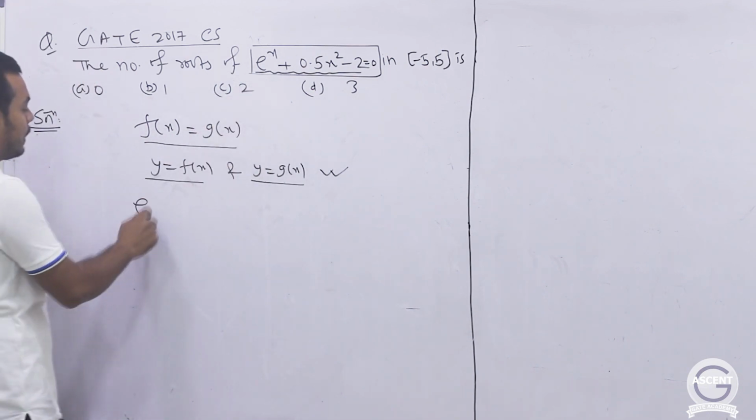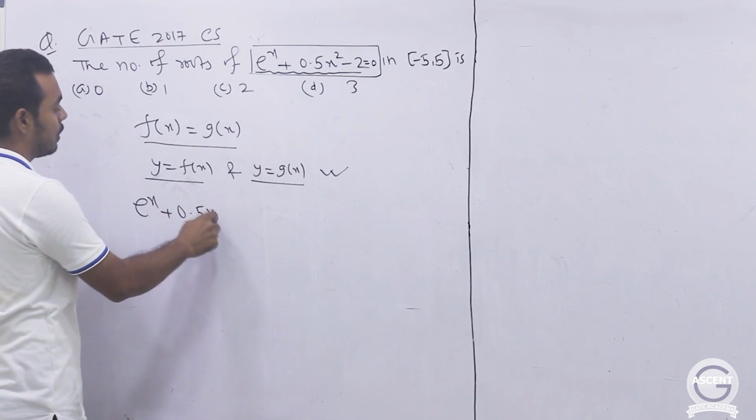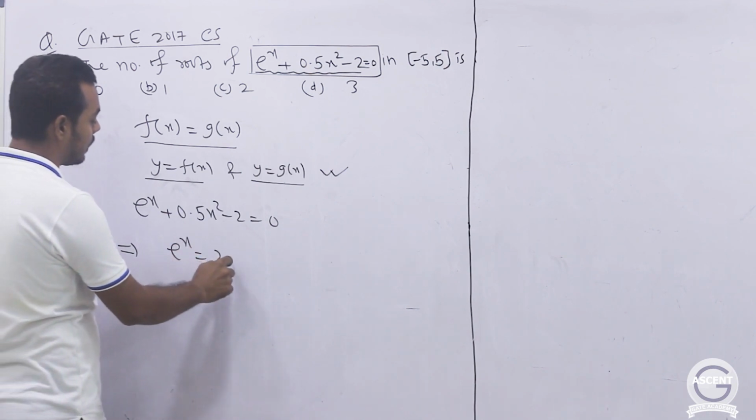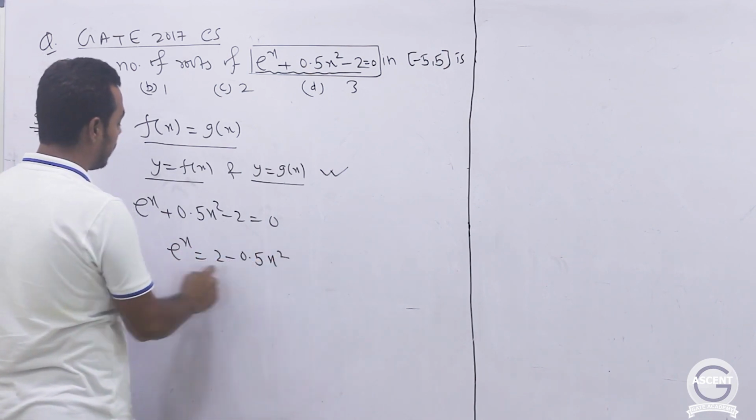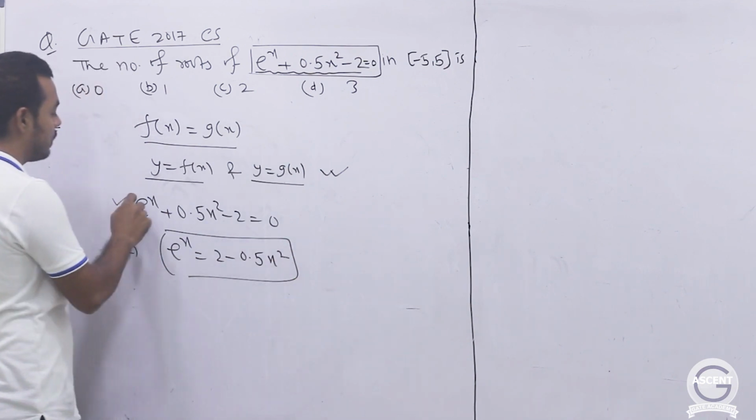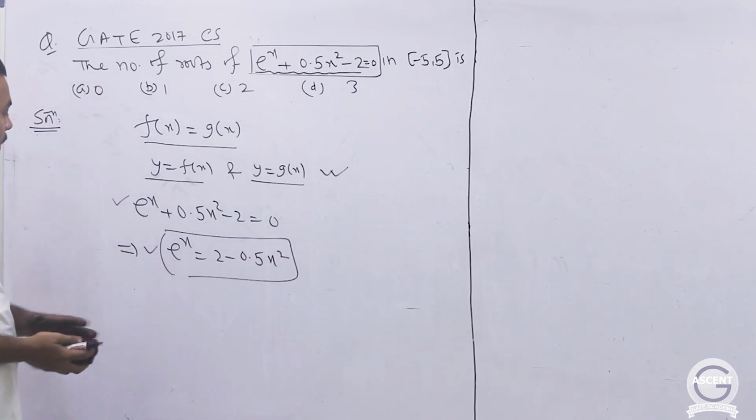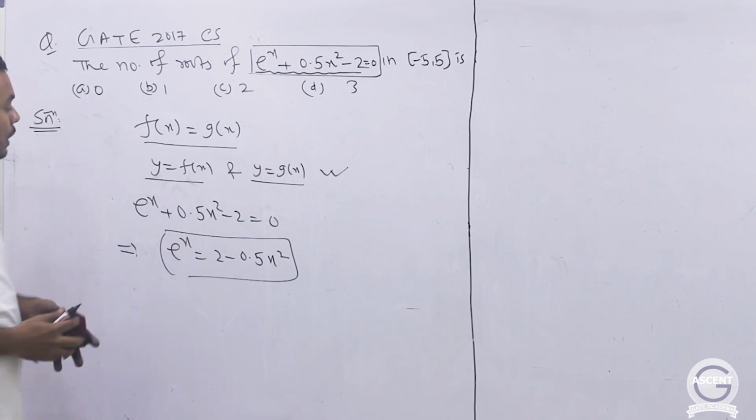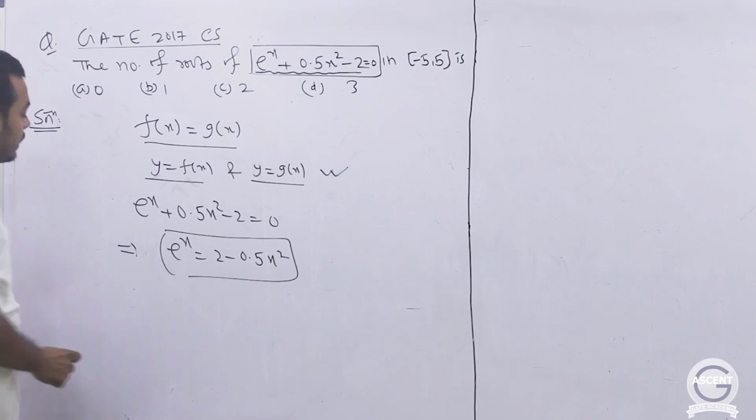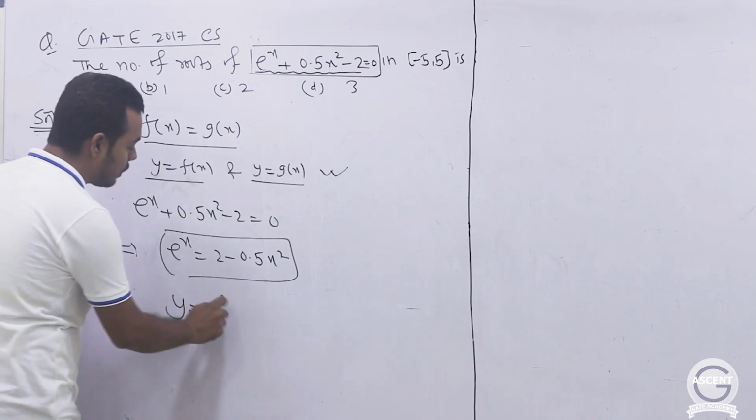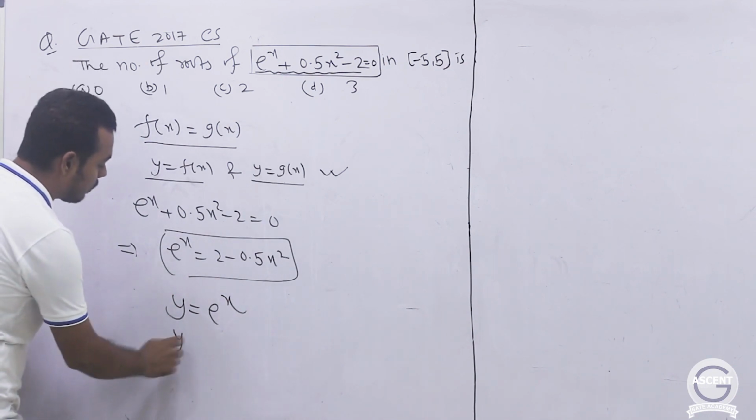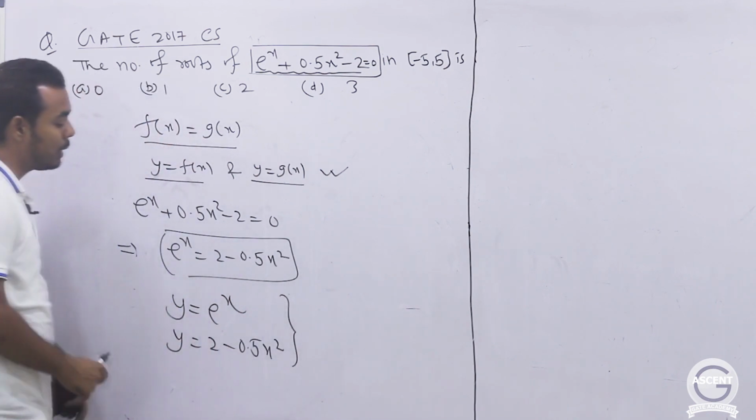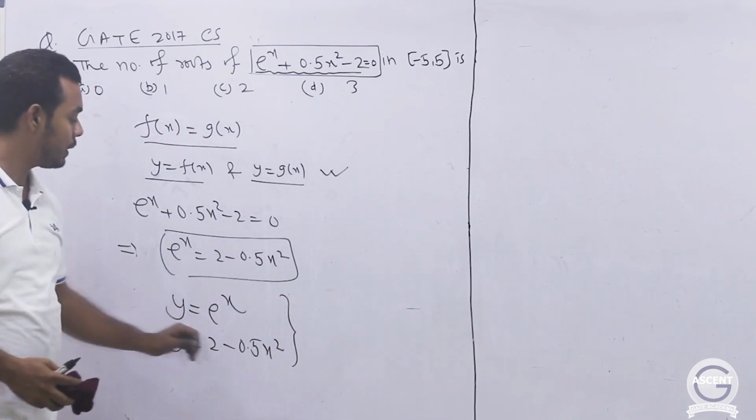So the first step will be, if I want to solve this equation, then solving it is similar to solving this equation: e to the power x equals 2 minus 0.5 x square. The number of solutions of these two equations will be the same, because they are essentially the same, except that we have rearranged some of the terms. So now, to find the number of solutions, I have to draw the graph of e to the power x, and the graph of the function y equals 2 minus 0.5 x square, and then see how many points of intersection there are between these two curves.